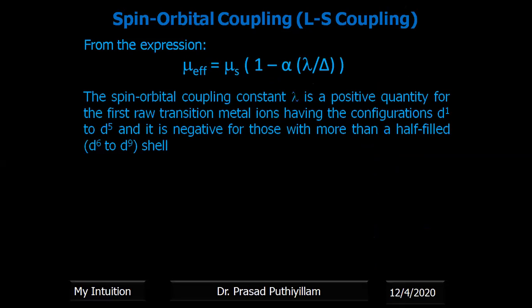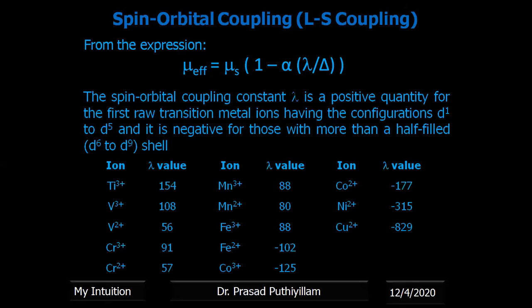is a positive quantity for the first row transition metal ion, that is 3d series having the configuration d1 to d5. It becomes negative for the same series with more than half filled, that is d6 to d9 shell. Some of the values calculated or observed are, for titanium 3 plus the value is 154, like that for chromium 3 plus it is 91, chromium 2 plus is 57, for iron 2 plus it becomes minus 102, cobalt 3 plus it is minus 125, for copper 2 plus it is minus 829.